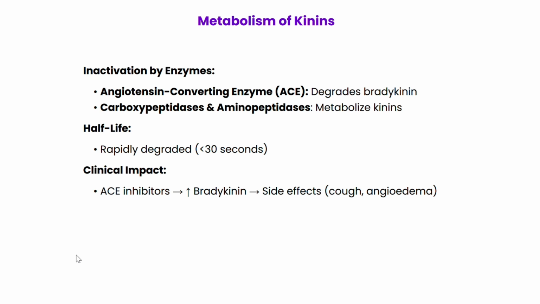Now, kinins are short-lived peptides, rapidly degraded by enzymes like ACE, or angiotensin converting enzyme, which also regulates the renin-angiotensin system. ACE inhibitors used in hypertension prevent bradykinin breakdown, which can lead to side effects such as dry cough or angioedema. Other enzymes like carboxypeptidases also help metabolize kinins, keeping their activity tightly controlled.